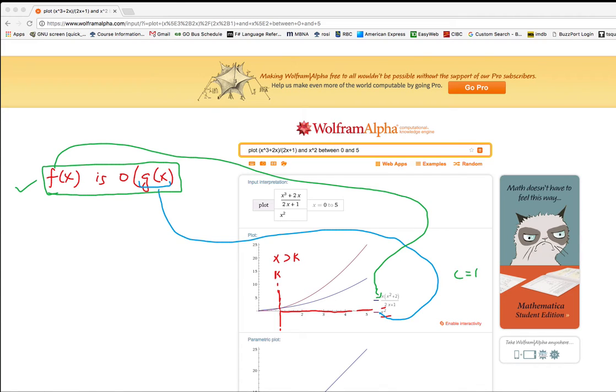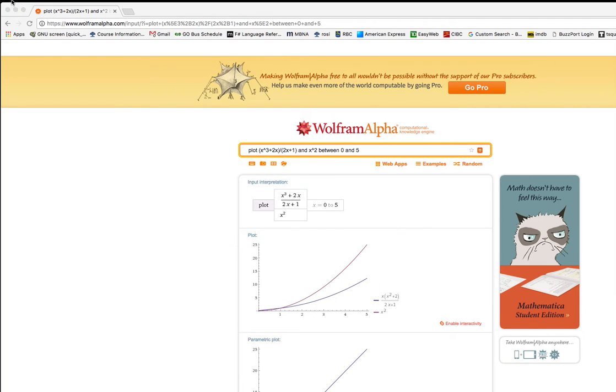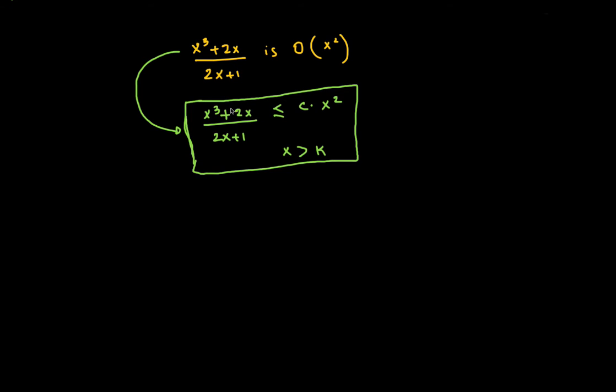Okay, now what we'll do is we'll apply the calculus approach, the limit approach, and see whether that makes sense as well. So let's go back to our board over here, and I will take x cubed plus 2x over 2x plus 1, and I'm going to divide both sides of this inequality by x squared, and that gives you the following expression here. Now the numerator over here is x cubed plus 2x. The denominator here is 2x cubed plus x squared.